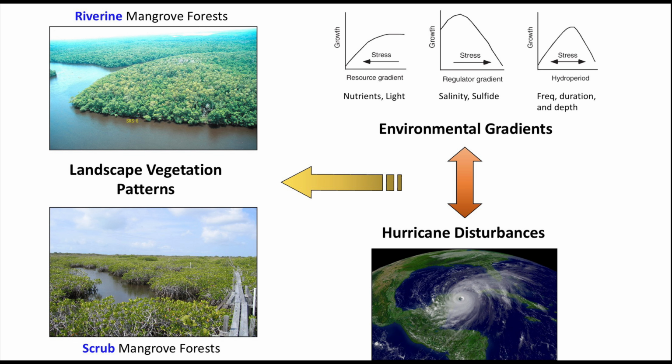So in the Everglades, we have distinct landscape vegetation patterns that are basically a function of environmental gradients, including resources, regulators, and hydroperiod. And these gradients also interact with hurricane disturbance, defining different productivity and structure patterns that are resembled in different mangrove ecotypes across the coastal landscape.